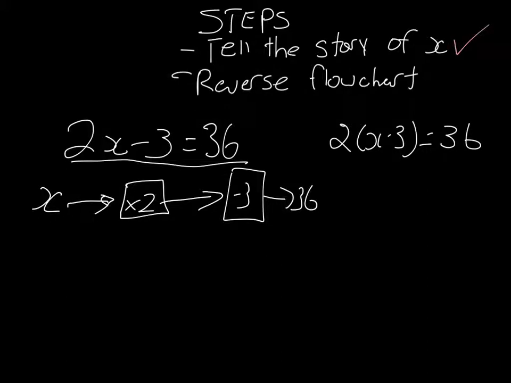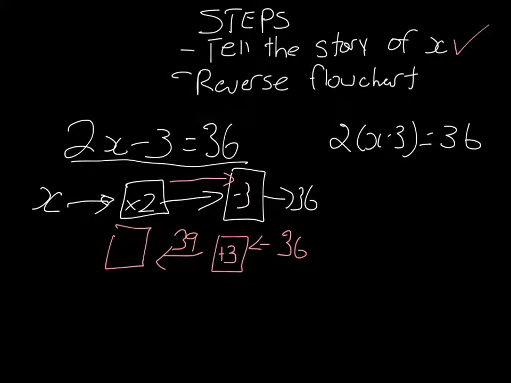Now we want to reverse the flowchart. So how we do that is we start at 36. Now, when we were going this direction, we subtracted 3. So when we're going the other direction, we add 3 because adding and subtracting undo each other. So instead of subtracting 3, I add 3. Now 36 plus 3 is, that's right, 39. Easy as.